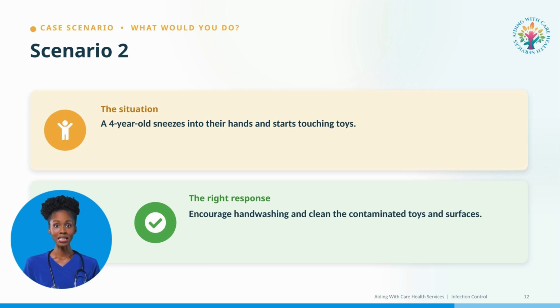When a 4-year-old sneezes into their hands and touches toys, prompt them to wash their hands. Ensure all contaminated toys and surfaces are thoroughly cleaned to maintain infection control standards.